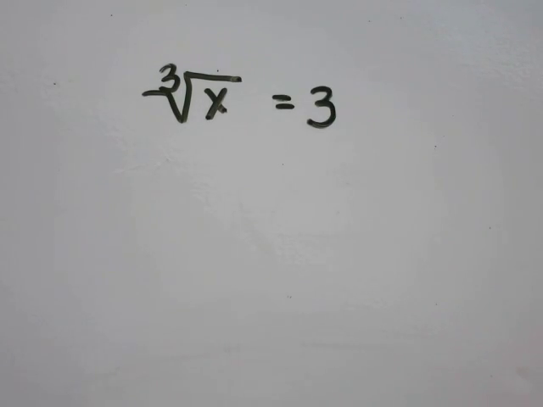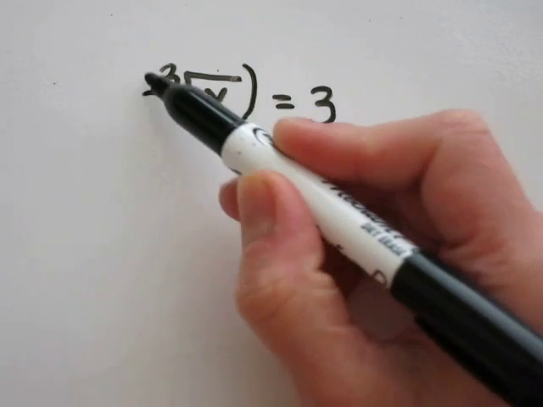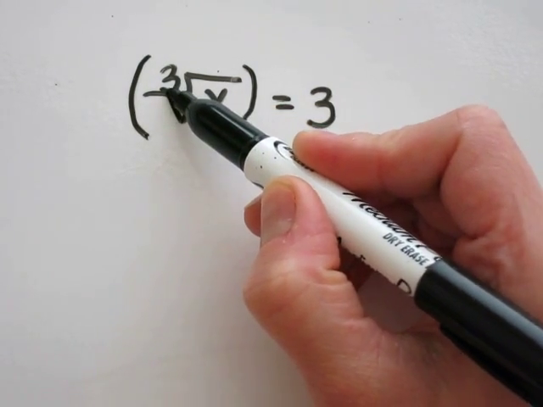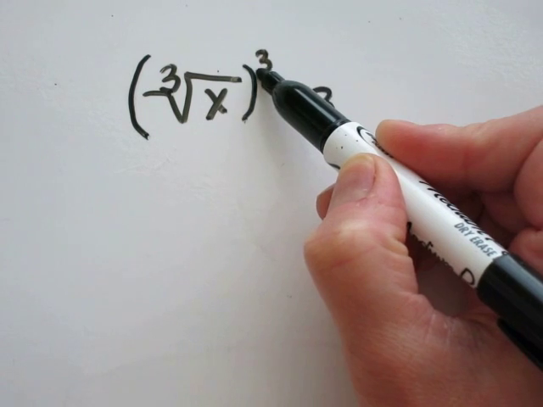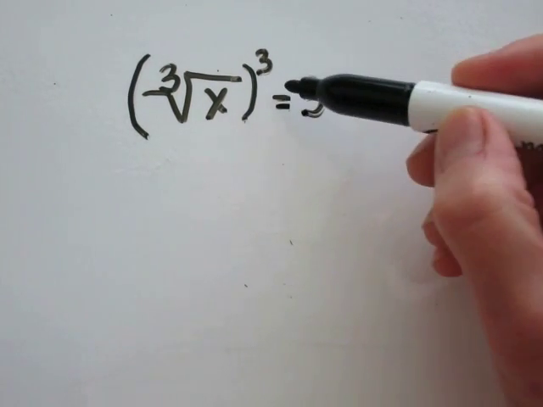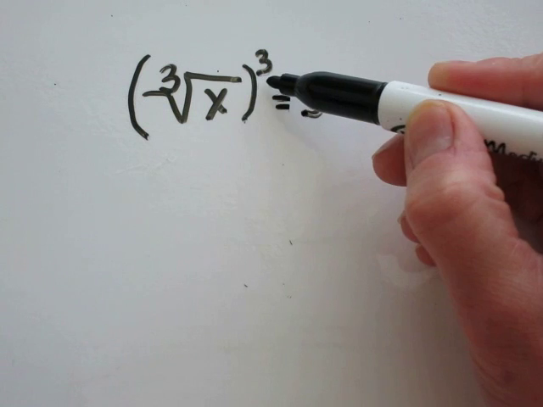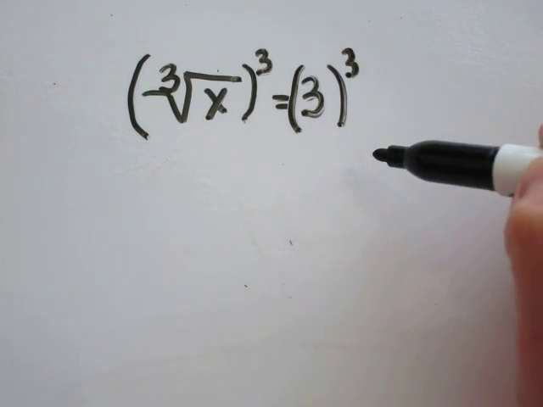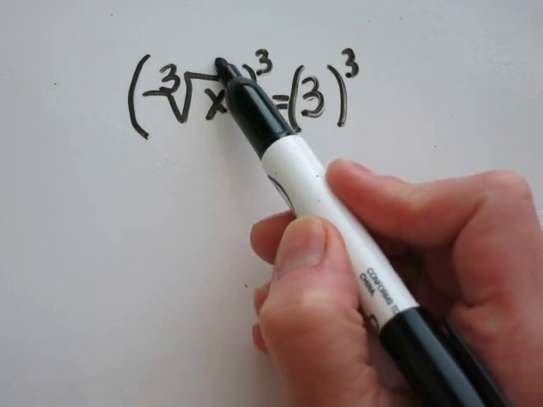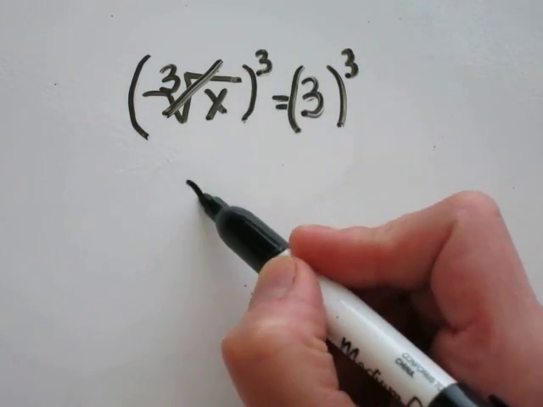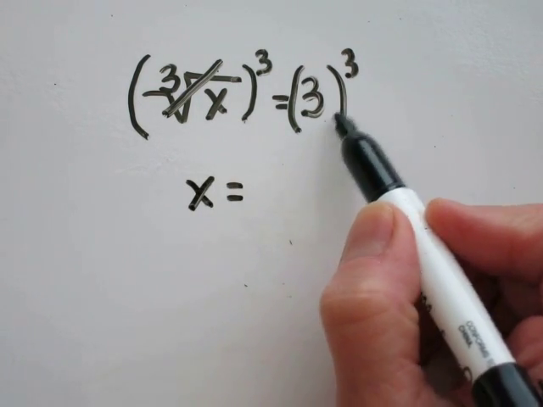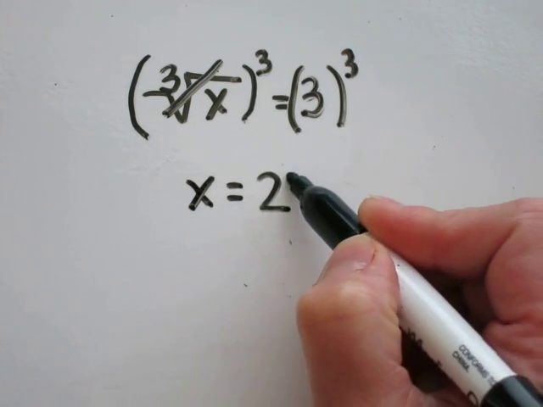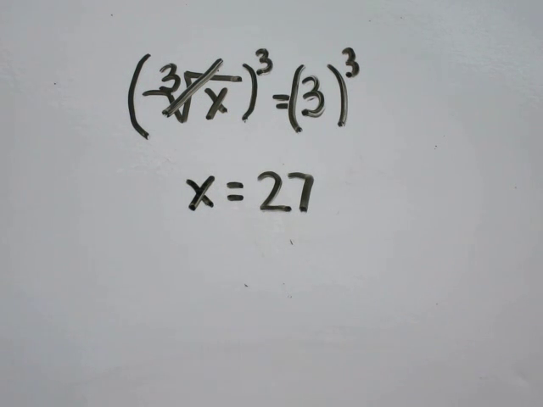Problem 22, the cube root of x equals 3. Whenever you're dealing with roots of numbers, if you raise it to the same power as the number that's here, you will cancel out that root sign. And whatever is done to this side of the equation, I have to do the same thing over here, so I need to raise each side of the equation to the third power. That will cancel out, leaving me with x. And 3 to the third power is 27. So my answer is 27.